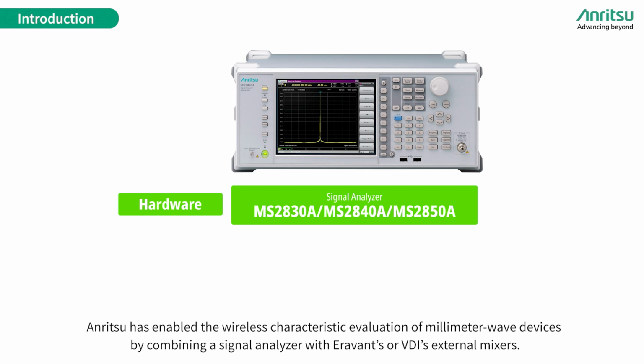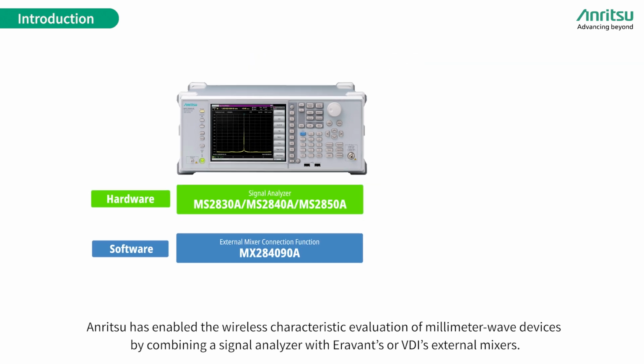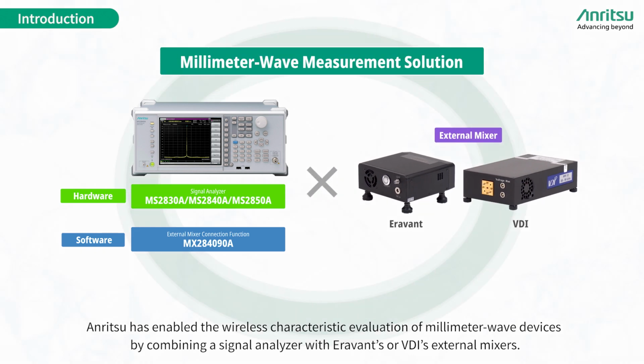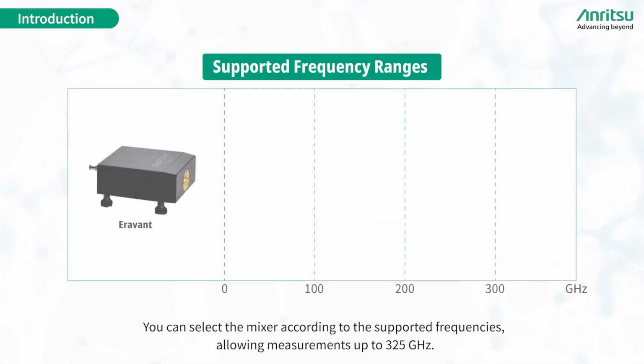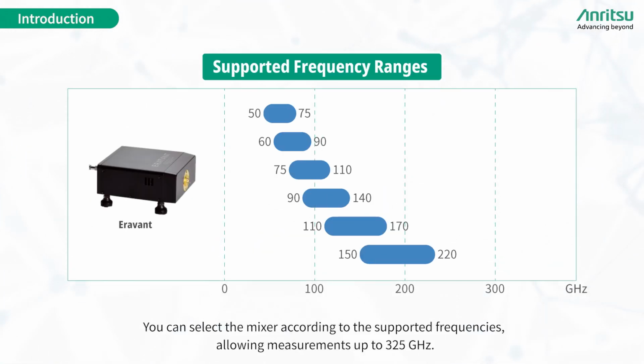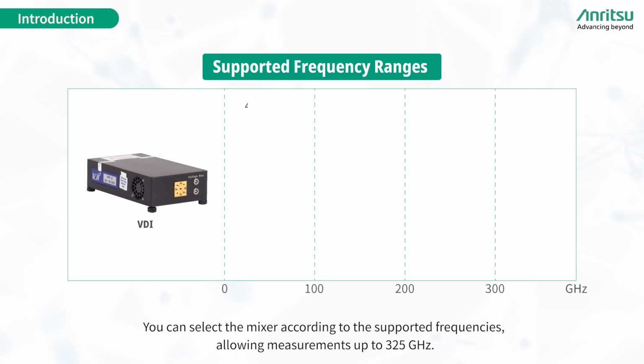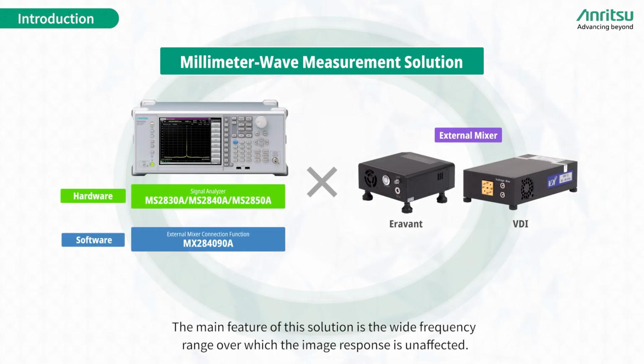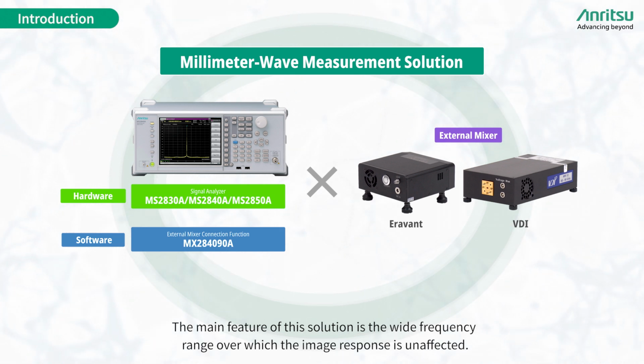Anritsu has enabled the wireless characteristic evaluation of millimeter wave devices by combining a signal analyzer with Eravant's or VDI's external mixers. You can select the mixer according to the supported frequencies, allowing measurements up to 325 GHz. The main feature of this solution is the wide frequency range over which the image response is unaffected.